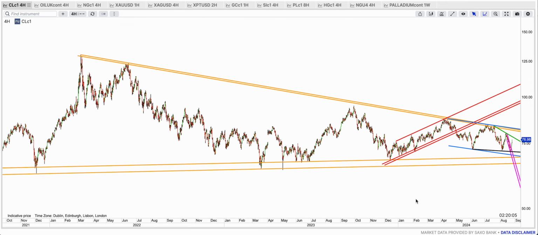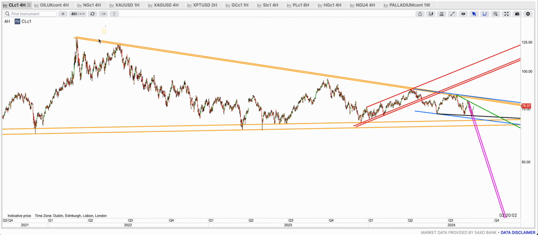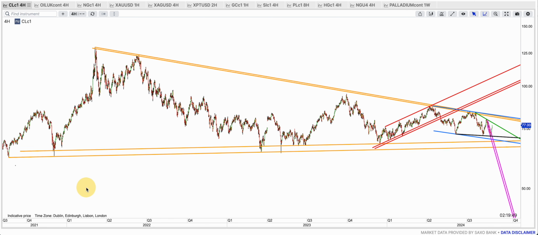This is oil. US oil is under this giant golden resistance. Okay, first, second, third, fourth, fifth, so many touches on that golden. This is the high of 2022. And it's also inside this really large kind of triangle, okay? First touch 21, 21, 22, 23. We didn't get a test on that one again since 2023.